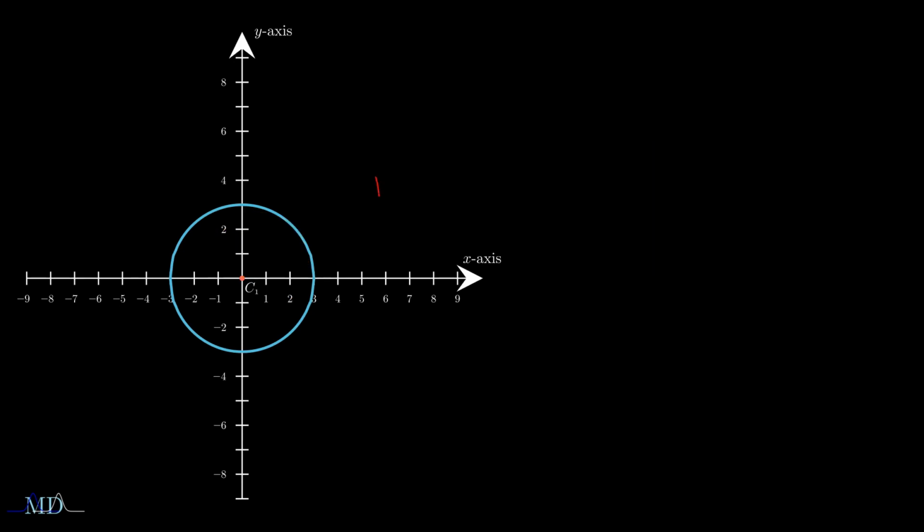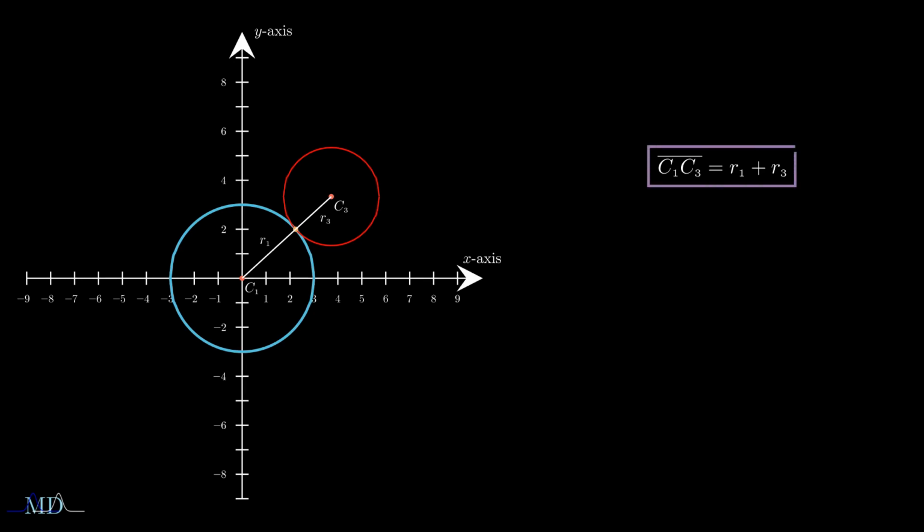Two circles are tangent externally if they lie outside each other touching at a single point. This is the case of the blue circle and the red circle in figure. If we draw the radius of the blue circle from the center to the point of tangency, and we do the same thing for the red circle, it's clear that the distance between the two centers C1 and C3 is equal to the sum of the radii.